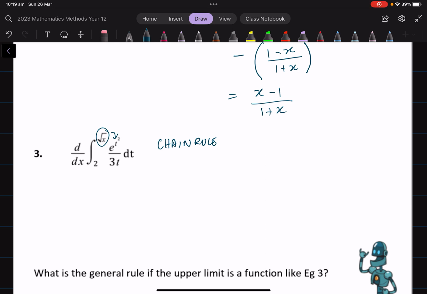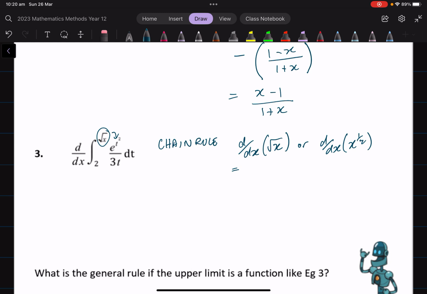So remembering that when we differentiate something like that, it's the same as the derivative of x to the power of a half. So we're going to need to know the derivative of the upper limit because we're going to have to multiply our final value by this derivative. So when we take the derivative of the square root of x, we have a half x to the power negative a half, or 1 over 2 root x.